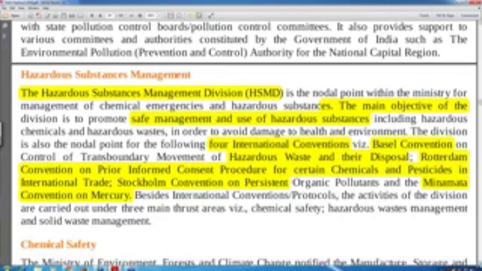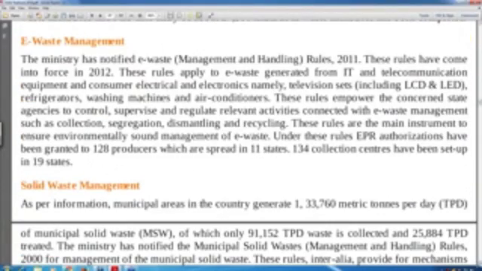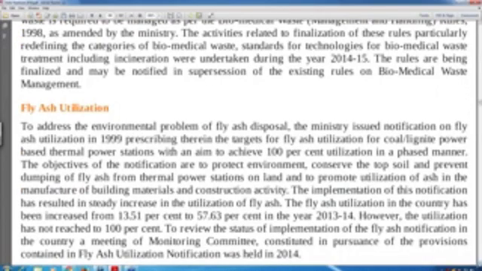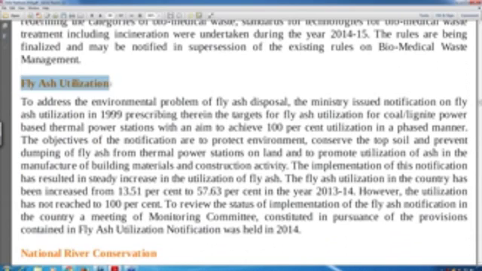See page number 336. Why do I say don't see anything? The reason is when you get into details, you forget what question actually comes. See this, fly ash utilization, UPSC question last year. Can you see? Third line, fourth line, you have the objectives of the notification are to protect environment, conserve the topsoil, prevent dumping of fly ash from thermal power stations on land, and to promote utilization of ash in what? Manufacture of building materials and construction activity. So they want to reduce fly ash by using it.